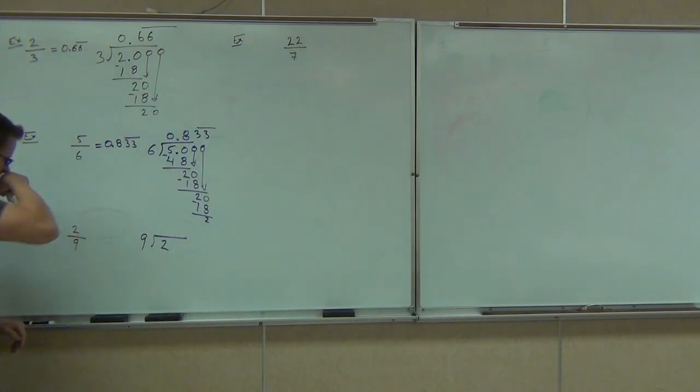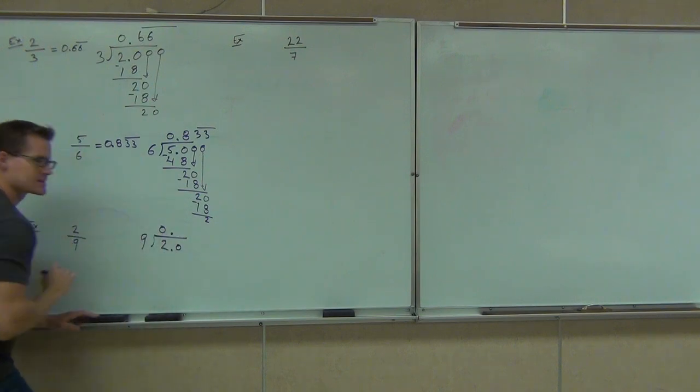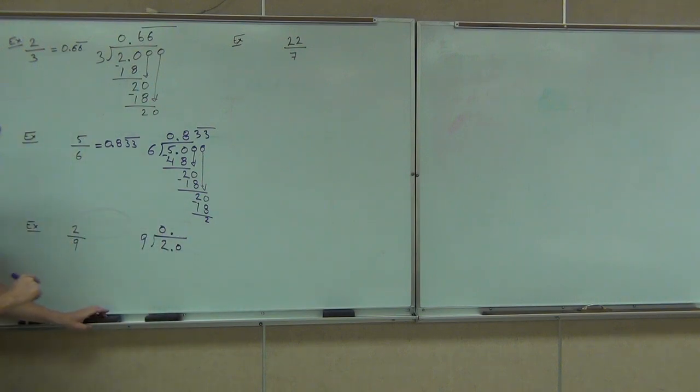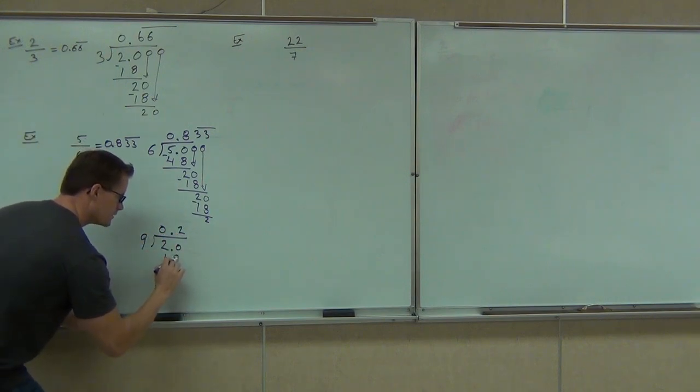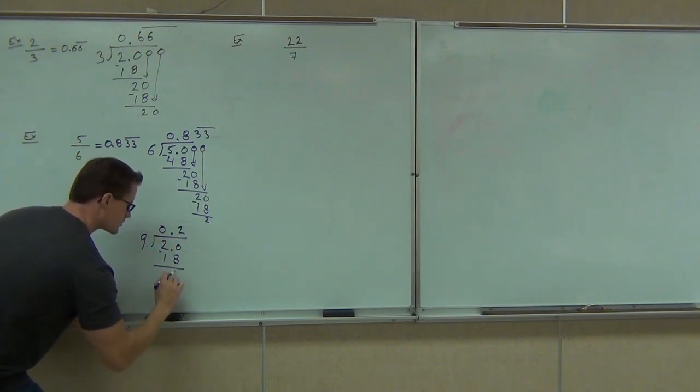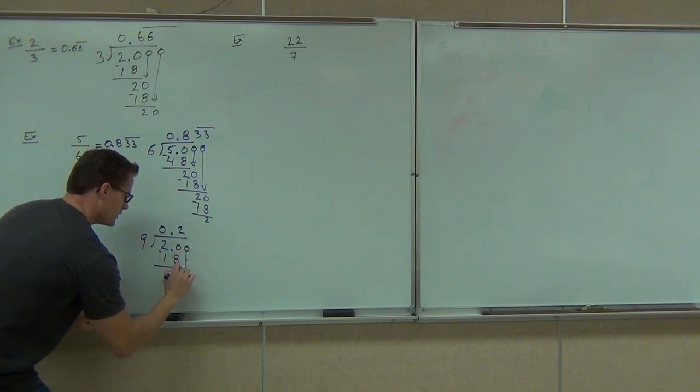Let's get this one down too. So you got the 9 into the 2. Hopefully you put the 2.0 with the decimal up top, and 9 is not going into 2 at all. 9 does go into 20 2 times. We'll get 18. Subtract, we get 2. Here we go again.